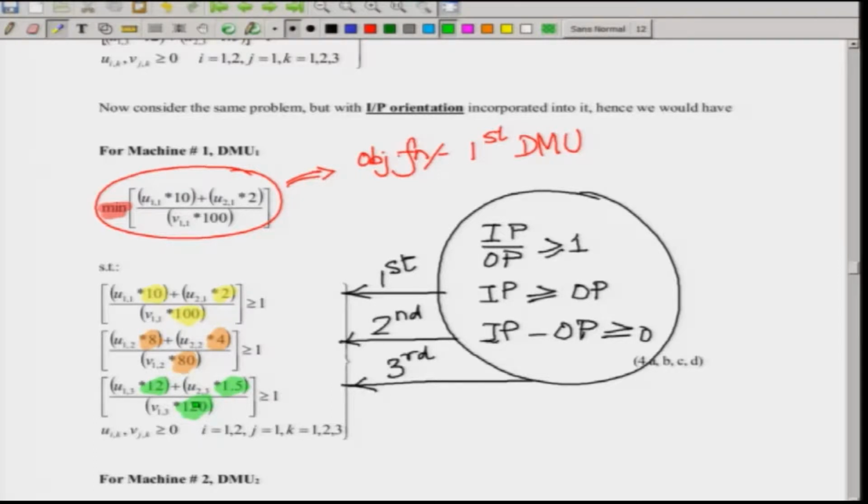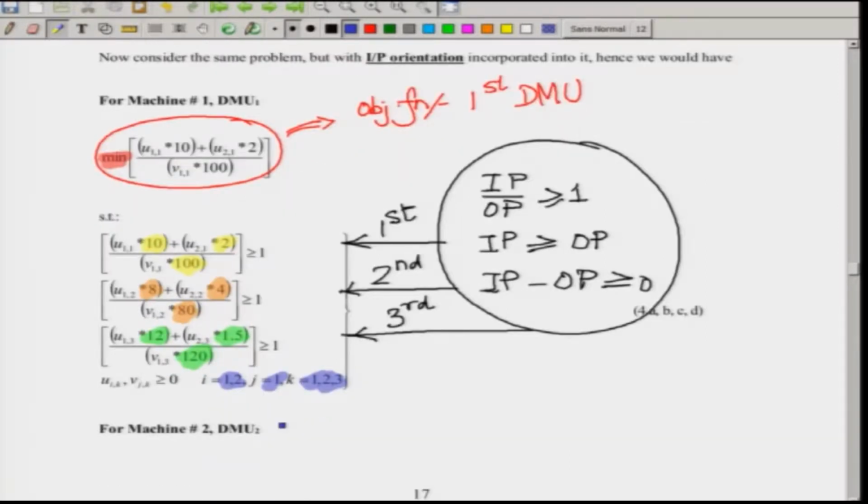So, you had 2 inputs, 1 output and 3 DMUs. We will use the same coloring scheme, the dark blue. So, this is the number of inputs, number of outputs and the DMUs. We have been able to at least give the initial formulation for the objective function and the optimization problem for the first DMU, and this is an input oriented model. Now, let us go for the second DMU, which is the second machine.